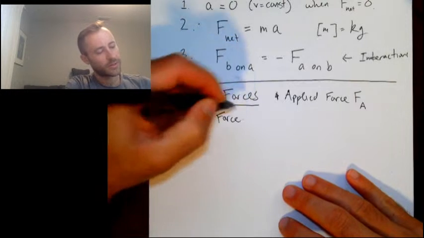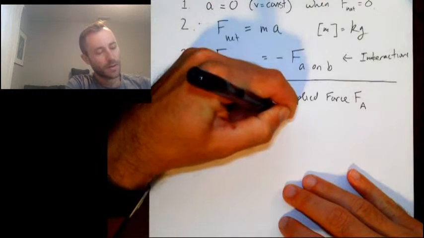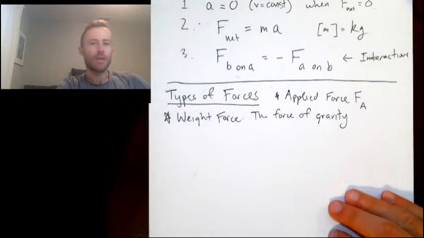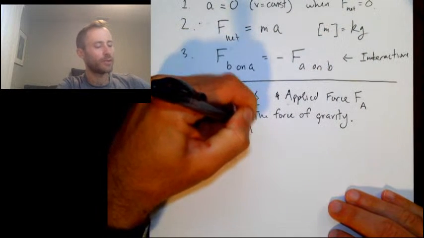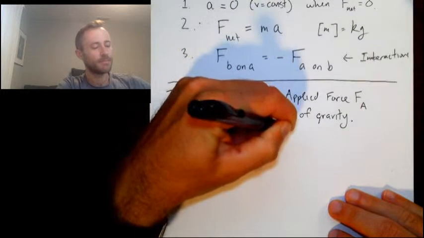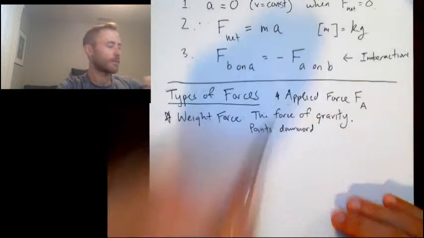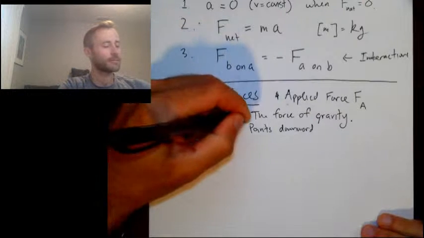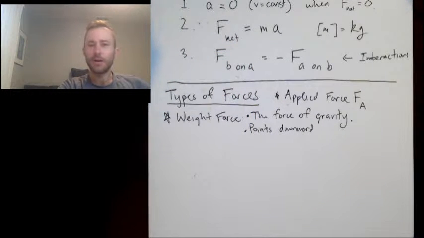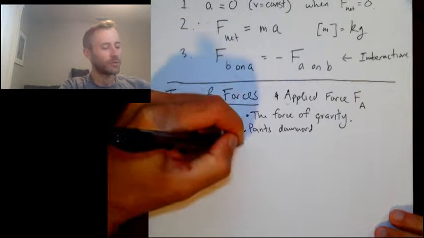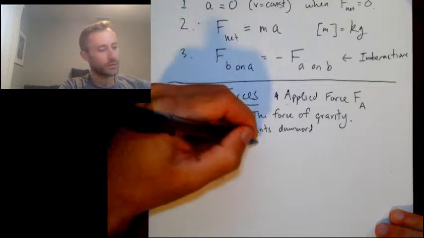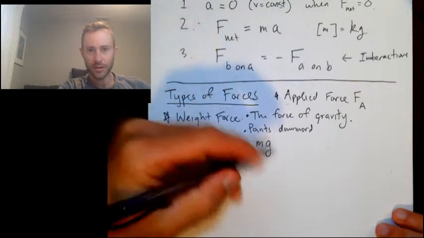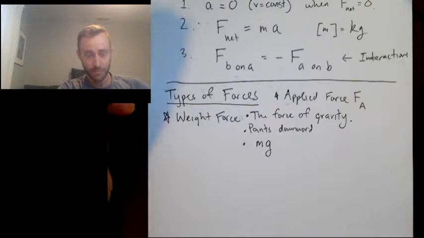The weight force is the force of gravity. It points downward. And its value is equal to m times g, where m is the mass of the object and g is the acceleration due to gravity.